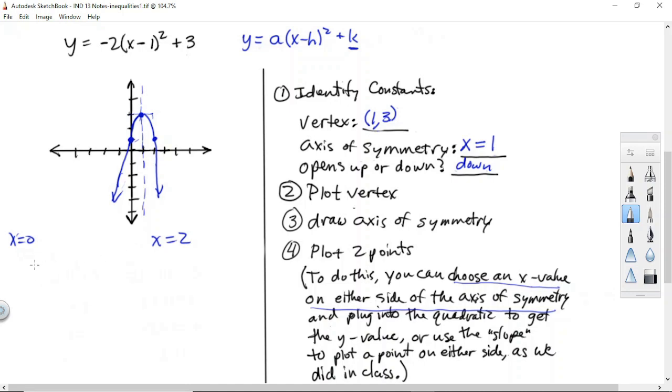So for x equals 0, we plug that in: -2 times (0 minus 1) squared plus 3. That's -2 times 1, right? When we square that -1, plus 3, and that equals 1.